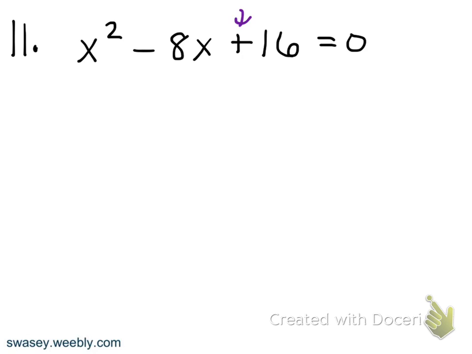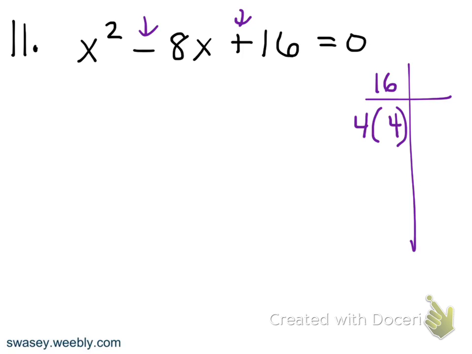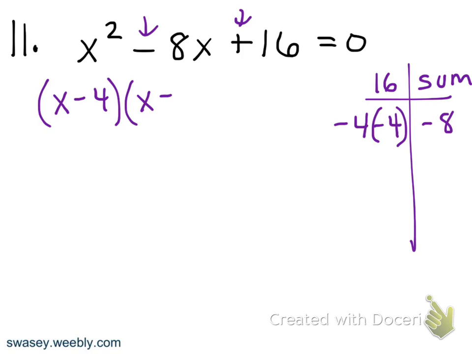This tells us same signs, bigger one is negative. Factors of 16 that add up to negative 8. Factors of 16, 4 and 4 is what we want. And they're same signs, bigger one's negative, so they're both negative. And they do in fact add up to negative 8. So if you factor that, x minus 4, x minus 4. Or you could say x minus 4, parentheses squared.